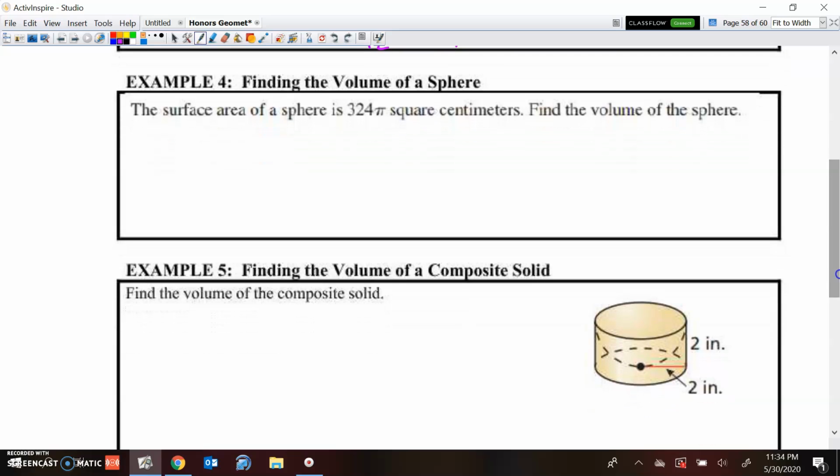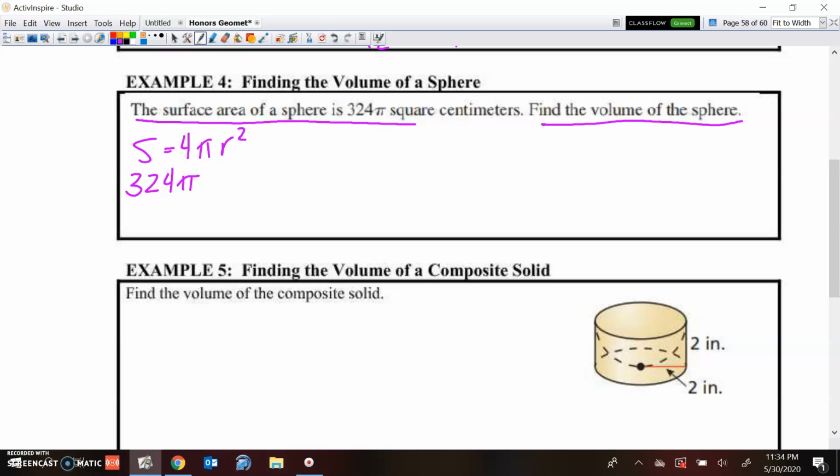But let's try these ones where we're finding missing pieces. It says the surface area is given. Use this to find the volume. So the surface area formula we just finished is 4 pi r squared. Let's figure out what the radius is, just because that's the unknown that we aren't given.